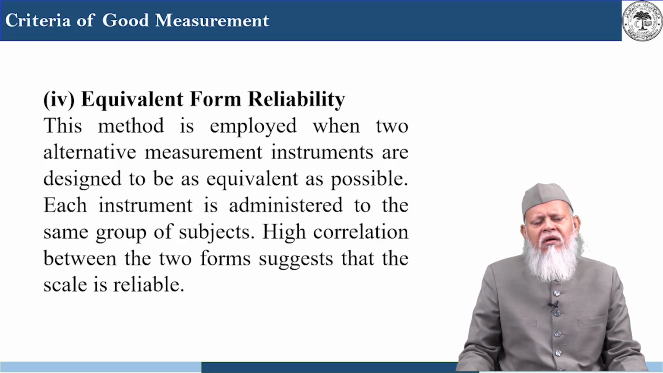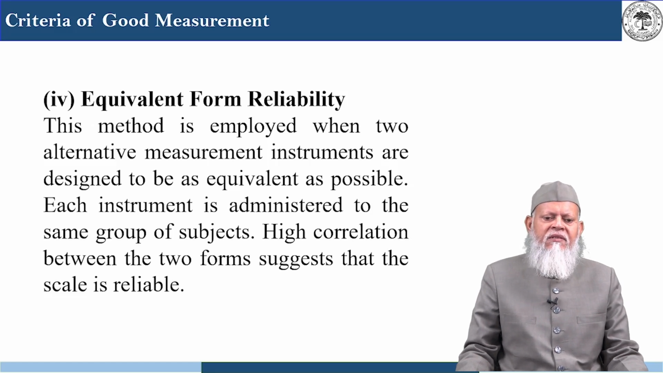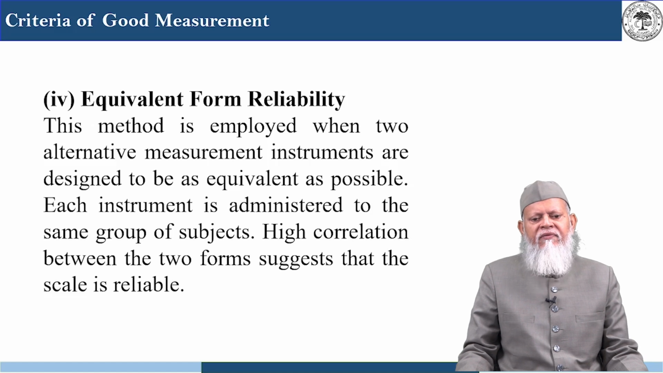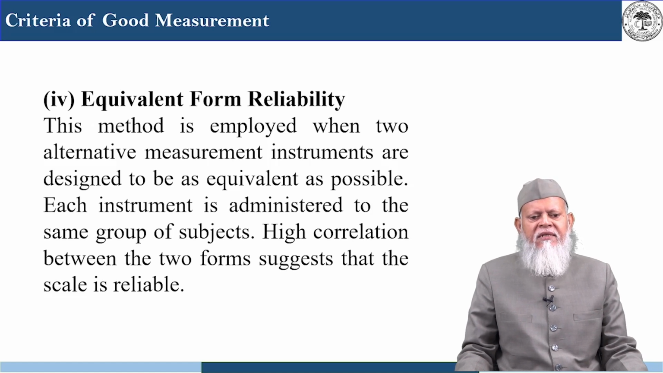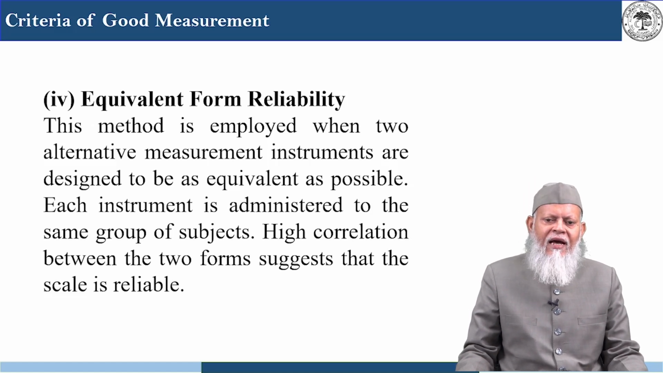Then the fourth condition is the equivalent form reliability. This method is employed when two alternative measurement instruments are designed to be as equivalent as possible. Each instrument is administered to the same group of subjects. High correlation between the two forms suggests that the scale is reliable.